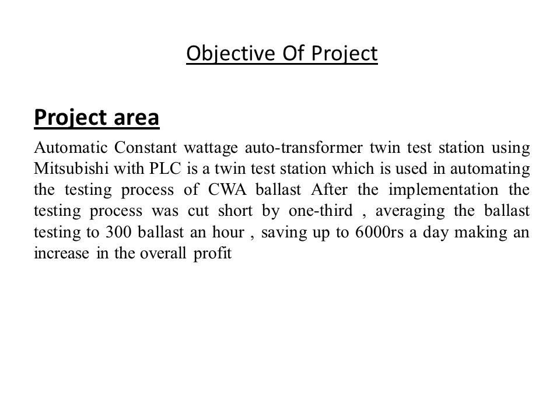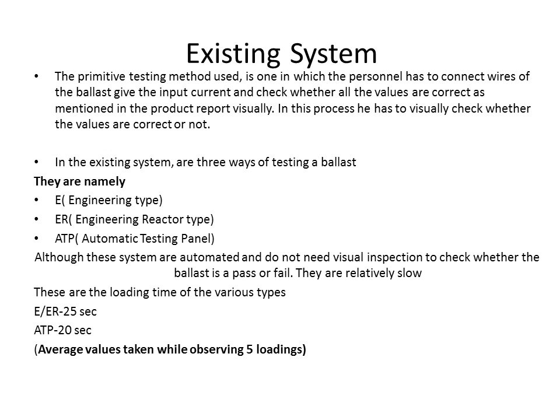Objective of the project. The Automatic Constant Voltage Auto Transformer Twin Test Station using Mitsubishi PLC is a twin test station used in automating the testing process of CWA ballast. After the implementation, the testing process was cut short by one third, averaging the testing to 300 ballasts an hour, saving up to 6,000 rupees a day and increasing the overall profit.